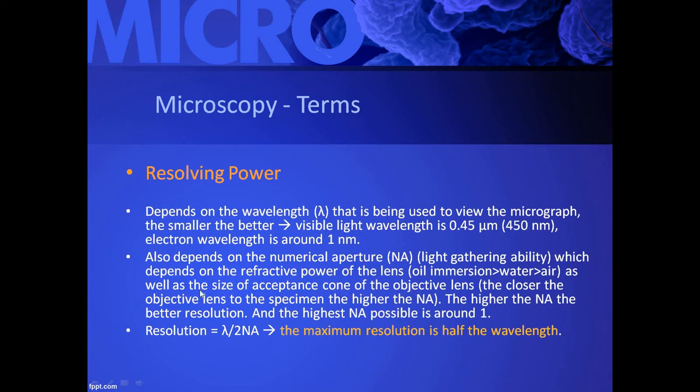This is a topic on optics, and you don't have to understand everything. But the concept here, the closer the objective lens to the specimen, the higher the numerical aperture, because anything that is more closer, for example, to your eyes, you can see more details. When it is more farther away, you can't see much. So the closer the objective lens to the specimen, the higher the numerical aperture.